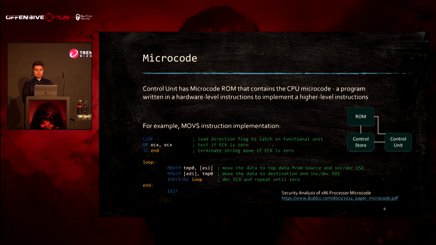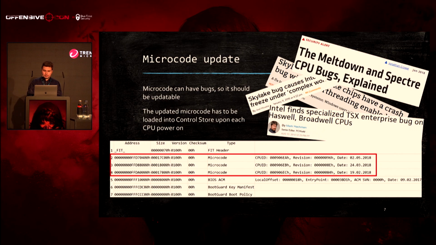So what is a microcode? Public sources tell us that this is a program written in hardware-level instructions to implement higher-level instructions. So you can see the MOVS instruction implementation here on the screen, for example. The thing is, and it is well known for years, that the microcode can have bugs and vulnerabilities. These can be security issues or performance issues, so it should be updatable.